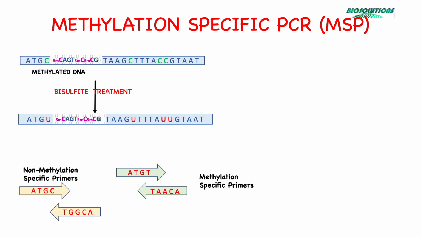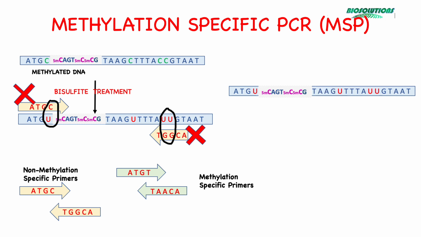If DNA is methylated, amplification happens from the guanine-containing methylated primers. If DNA is unmethylated, the amplification takes place through non-methylation primers. So this was about some of the PCR applications which we saw. The remaining PCR applications I will be discussing in my next video tutorial.